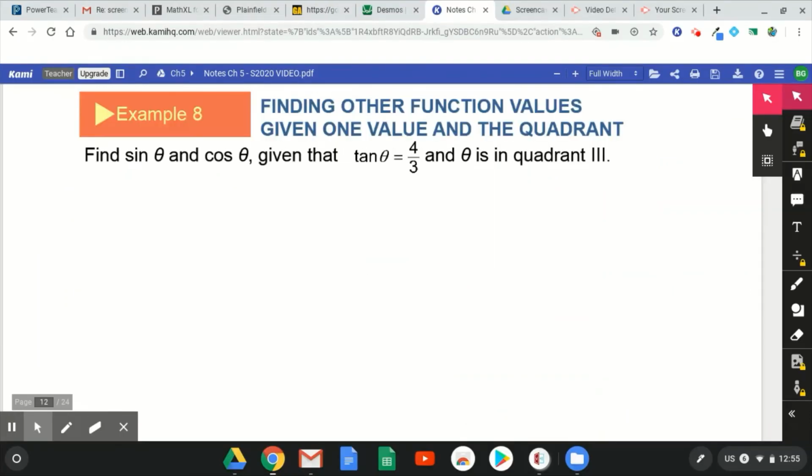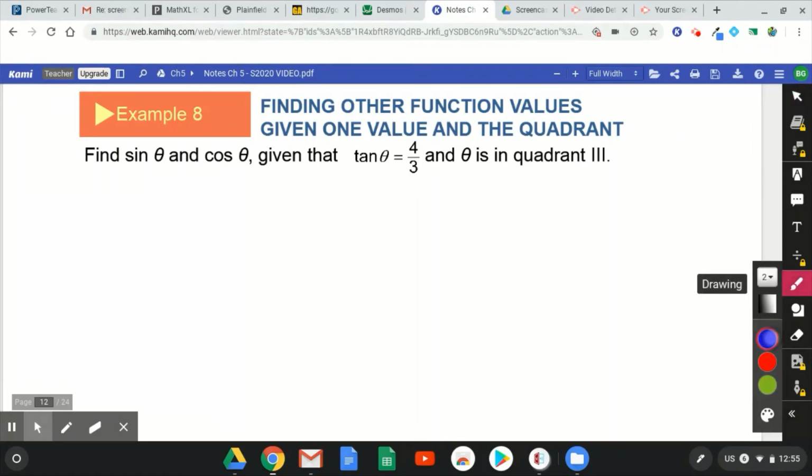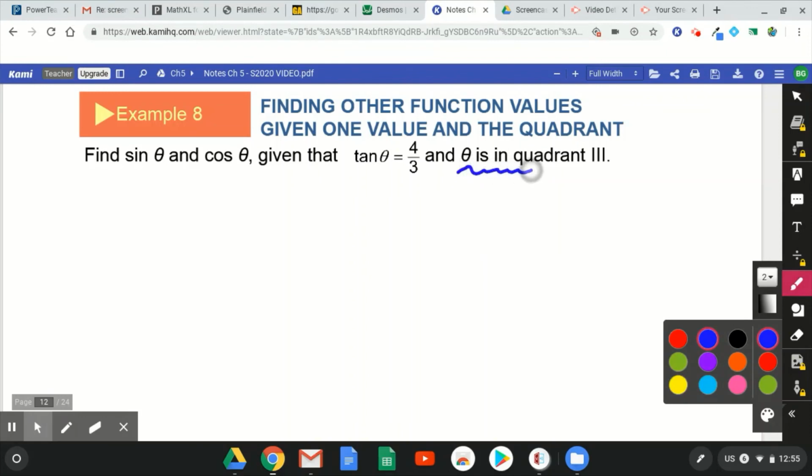Number 8, find sine theta and cosine theta given that tangent theta is 4/3 and theta is in quadrant 3. So make sure you pay attention to this information right here. That's going to be important because that's going to tell us the values. Sine theta is negative and cosine theta is negative, because that's what x and y are in quadrant 3, okay?